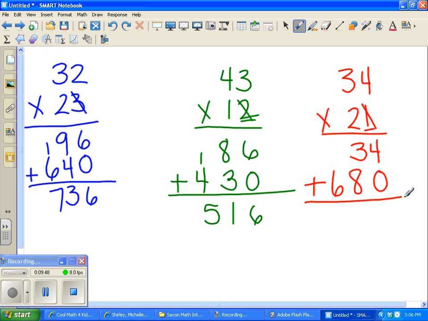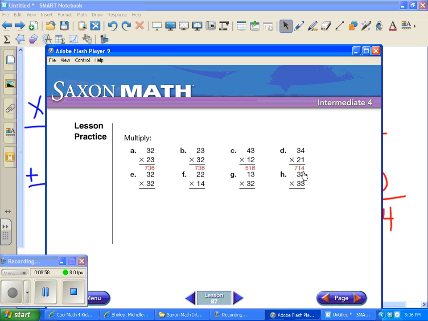Let's add these 2 rows. 4 plus 0 is 4. 3 plus 8 is 11. And 6 and 1 is 7. So final answer, 714. Now we're going to do these with lattice multiplication.